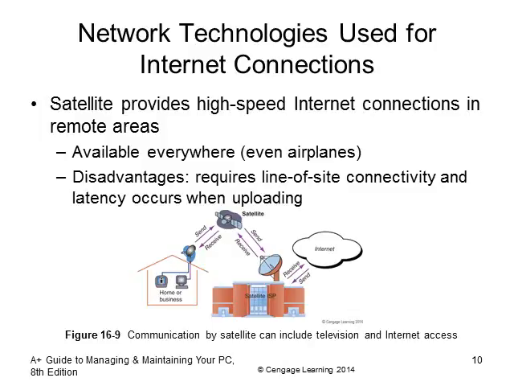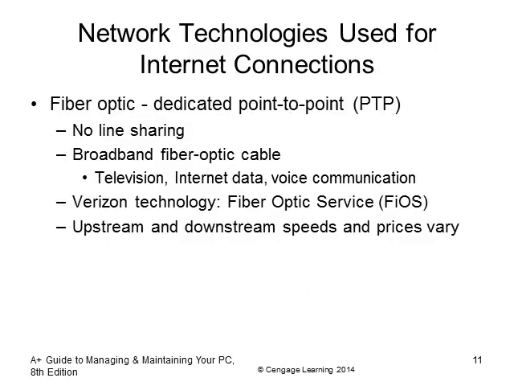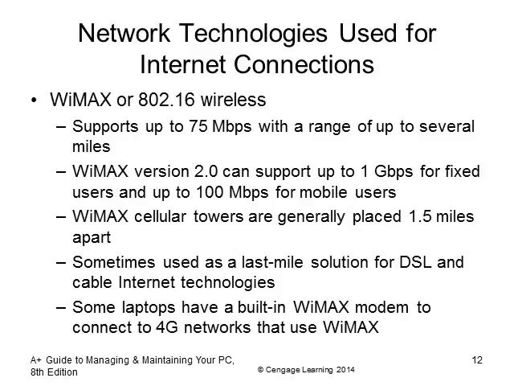The disadvantages of satellite: it requires line-of-sight connectivity, and latency occurs when uploading. So normally downloading's not so bad, uploading not so hot. Fiber optic cable is dedicated point-to-point, no line sharing. The broadband fiber optic cable is used for television, internet data, and voice communication. Verizon uses something called Fios, fiber optic service, and the upstream and downstream speeds and the prices all vary. So it's not just one set price for all.